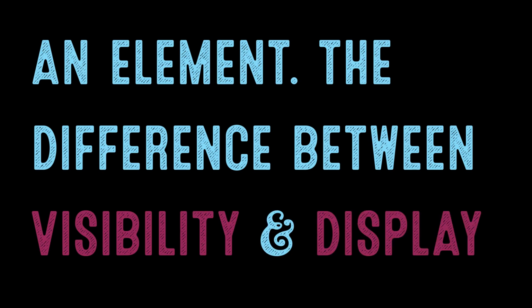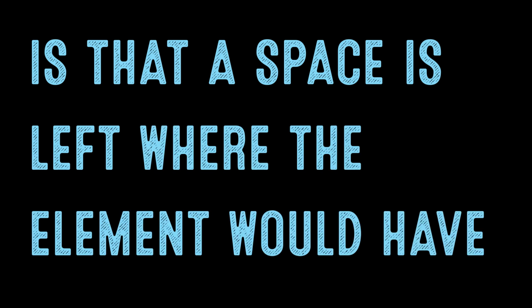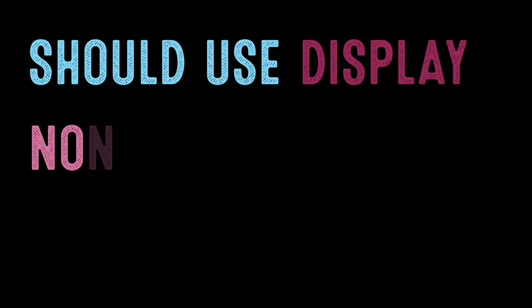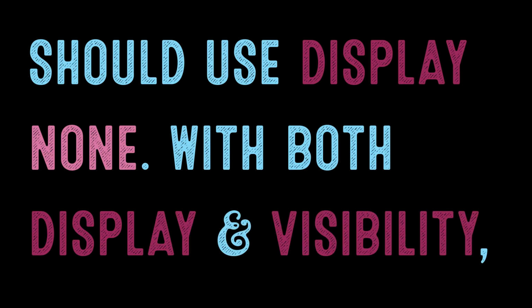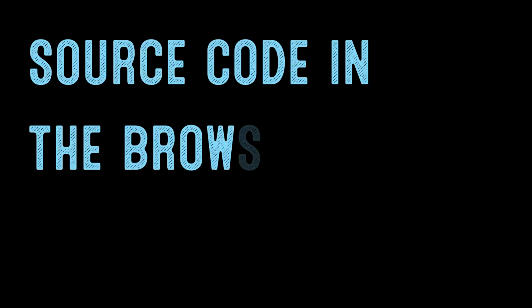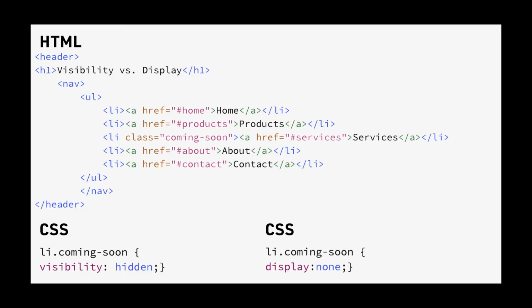The difference between visibility and display is that a space is left where the element would have been. If you prefer a blank space not to appear, you should use display none. With both display and visibility, the user can still see hidden content by viewing the source code in the browser. Here we have the code. The HTML is at the top and our two CSS options are below.